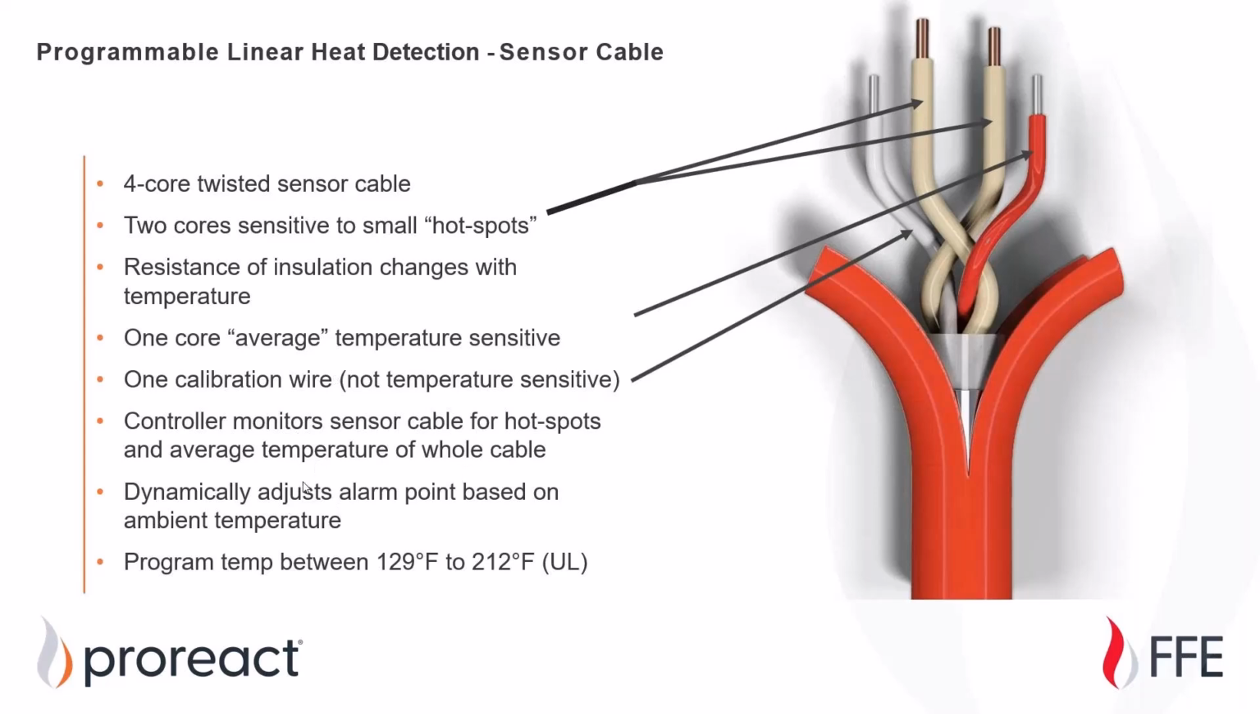It's the controller, which is required for the programmable type system, that is doing the monitoring of the resistance levels between these 4 wires to determine what the temperature is. It's also compensating for periodic changes in ambient temperature. And you are able to select the activation temperature via this controller in the field, anywhere between 129 to 212 degrees Fahrenheit per the UL listing.